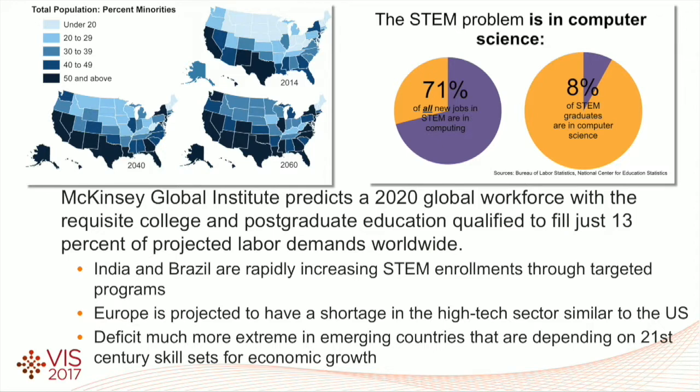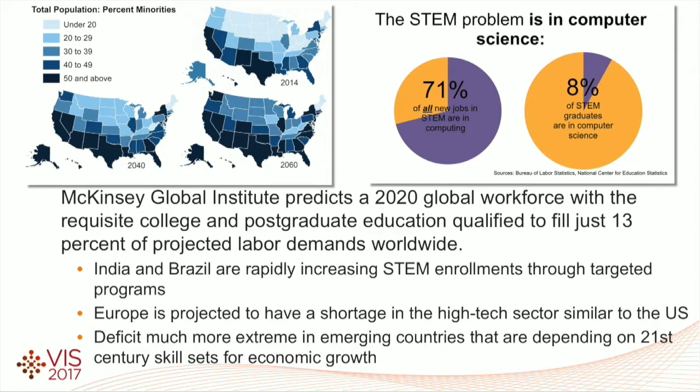I'll talk a little about why this is a problem. 71% of all new jobs in the US are in the STEM fields, but we're only graduating 8% in computer science. This is very similar globally. One reason we can't easily show what's considered underrepresented or a minority is that countries count very differently. We can look at gender across nations, but it's very difficult to look at underrepresented groups or even race and ethnicity.